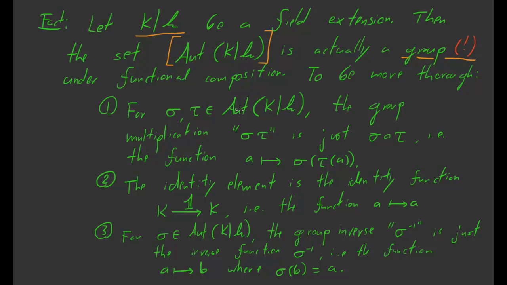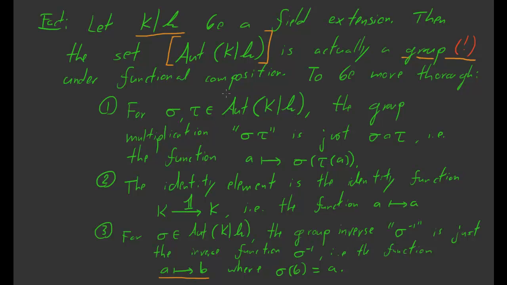So to spell this out a little bit more thoroughly, what I mean is that if we have sigma and tau in Aut(K/k), then the group multiplication, sigma times tau, is just sigma composed with tau. The identity element, as you can guess, is going to be the identity function. It's just the function which takes every element a to itself. And inverses are just functional inverses. So if sigma is inside of Aut(K/k), the formal group inverse, sigma inverse, is just the actual functional inverse. So it's the function that takes a given a to the unique b such that sigma of b is equal to a.